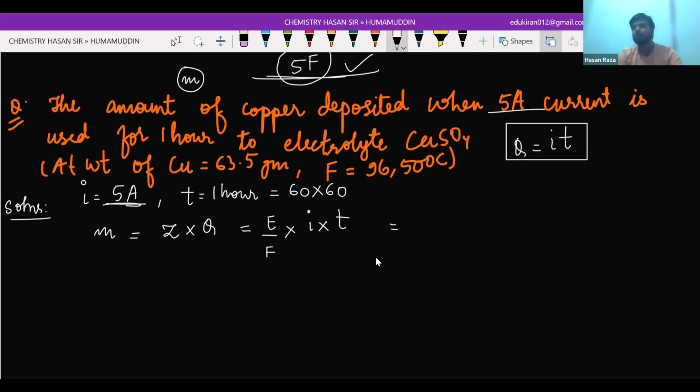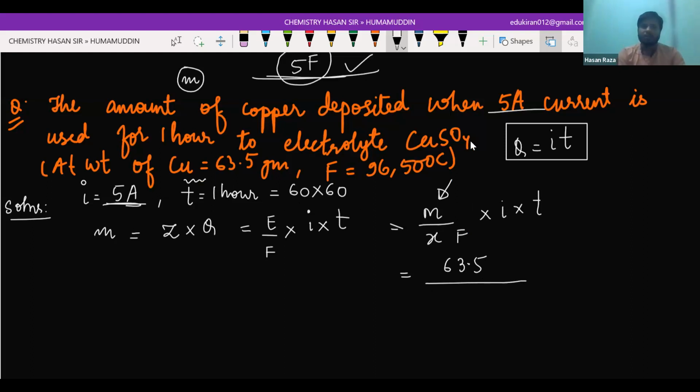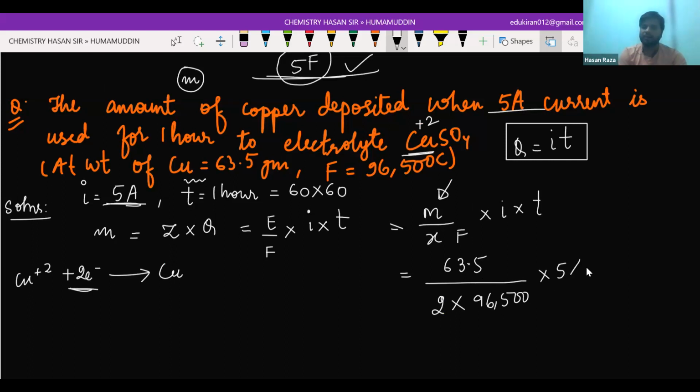Now, you know that E is also not given directly. So what we need to do is atomic weight upon X into F into I into t. As you know, the atomic weight of copper is given directly, that is 63.5. Now X is the valence factor. Here copper is in plus 2. When it is deposited, Cu plus 2 will gain 2 electrons to convert itself into copper. So the value of X, the valency factor, is 2. What is the value of F? 96,500. I is 5 and time is 60 into 60. Now please do solve it.